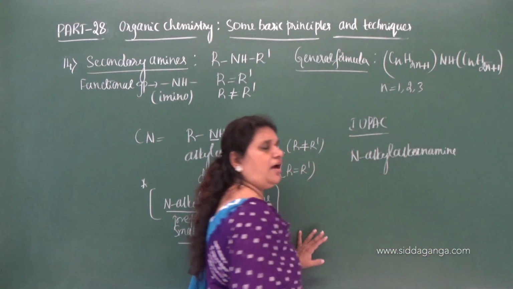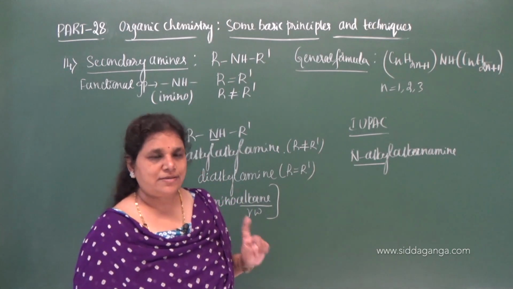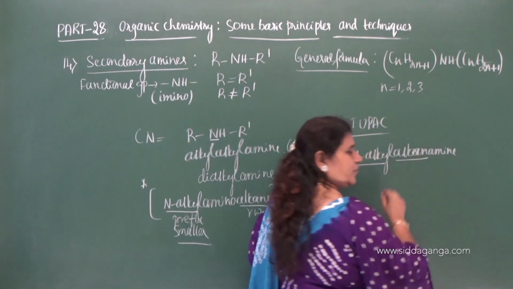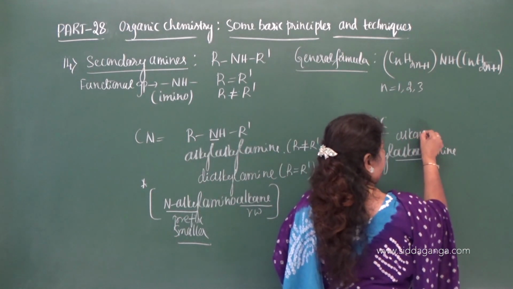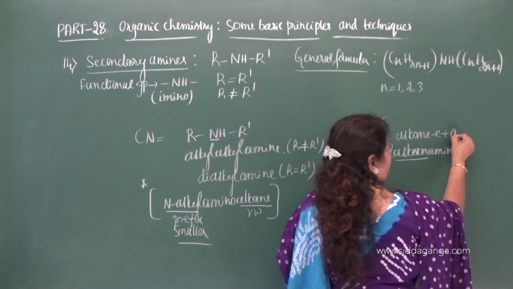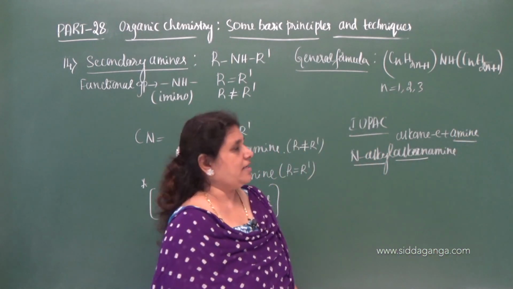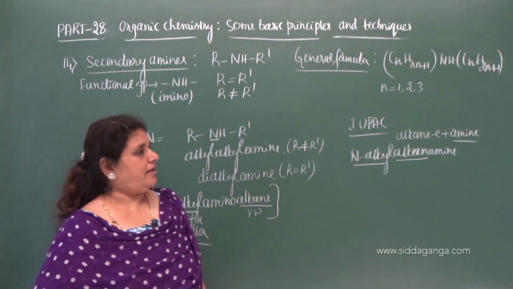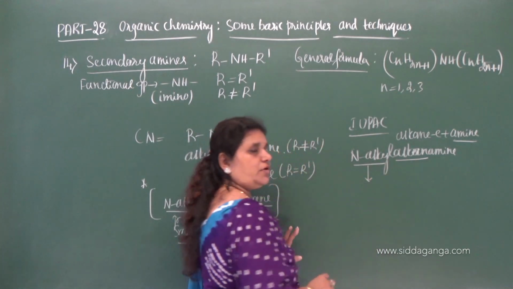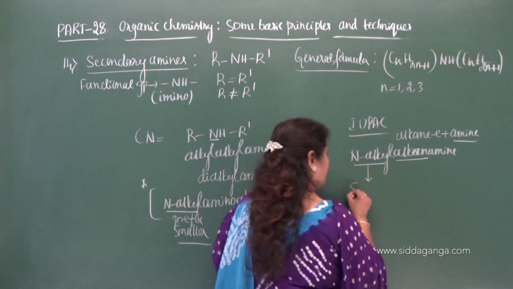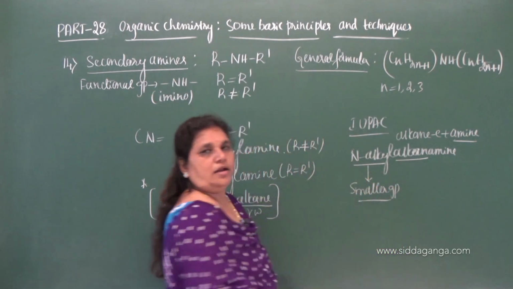N-alkyl alkanamine. Here also you have to consider one alkyl group as a prefix, another one as a root word. In the root word, the terminal E of the alkane is replaced by the word amine, and then it becomes alkanamine. And whatever alkyl group you take as a prefix must be the smaller alkyl group.